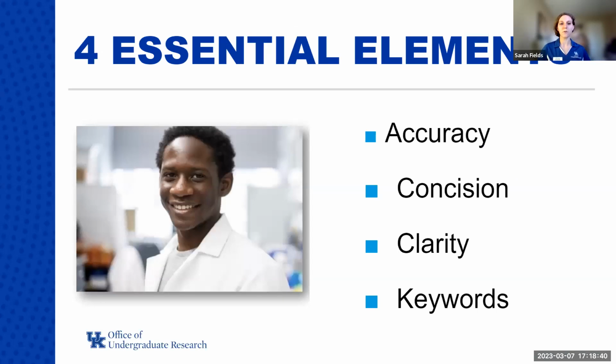All right, so the four essential elements of an abstract include accuracy, concision, clarity, and keywords. When someone's reading your abstract, a lot of times they're either reading a lot of abstracts along with yours, or they really just want to get the key elements of your research before they continue to read anything else. So having those keywords, having really concise sentences that get down to the point of your research is pretty critical.